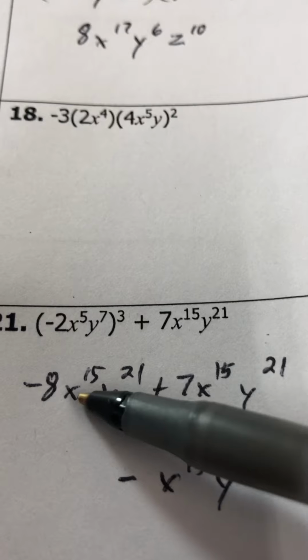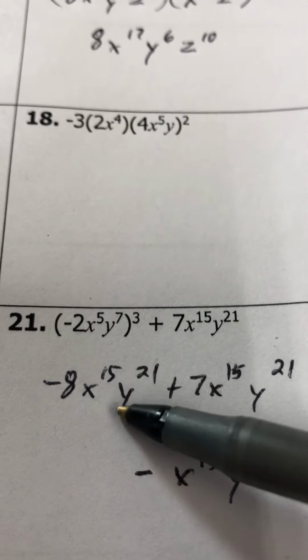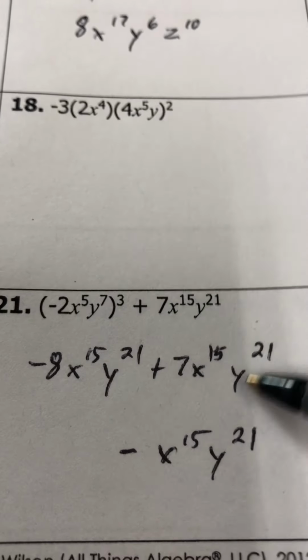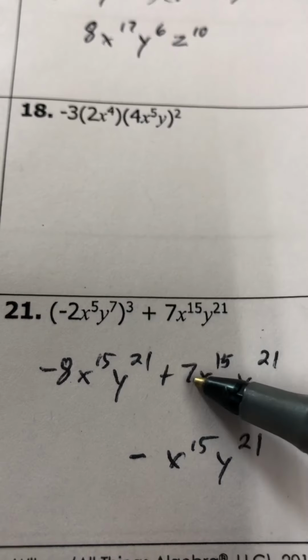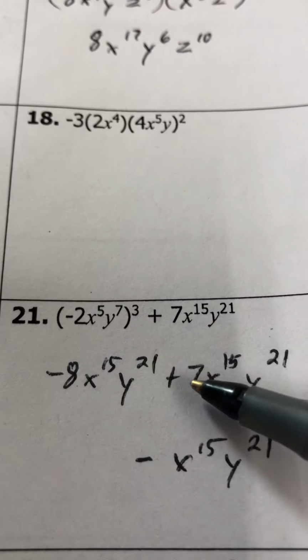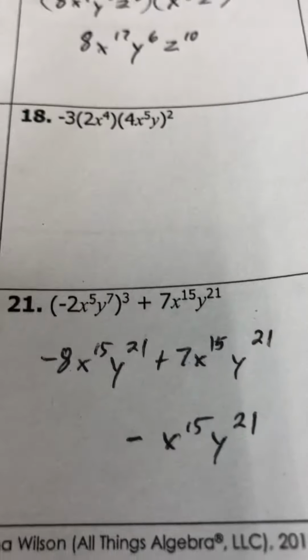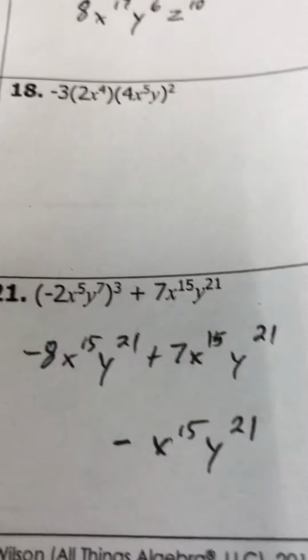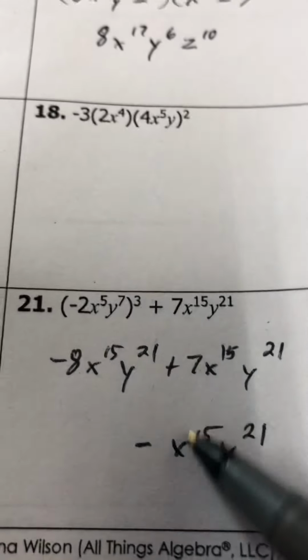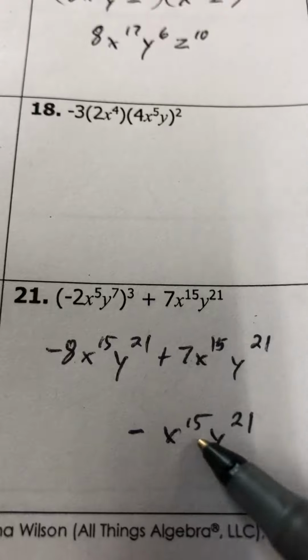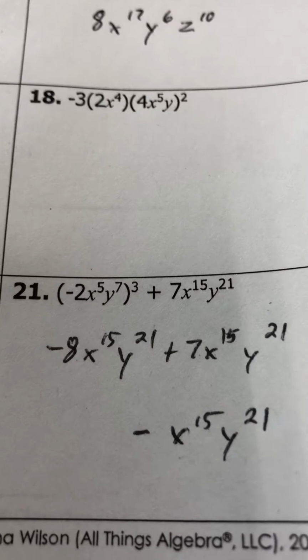These happen to be like terms because I have x to the 15, y to the 21st, x to the 15, y to the 21st. So I can add these two big numbers. Negative 8 plus 7 is just a negative 1. If you wrote a 1 there, that's fine. It's just negative. And then you just bring down the like terms, the x to the 15, y to the 21.